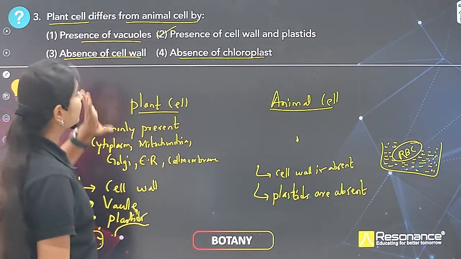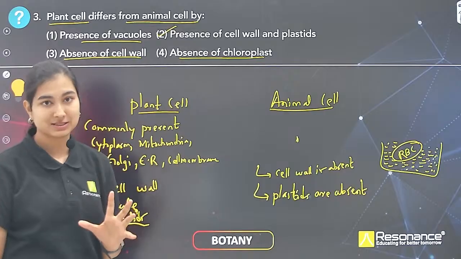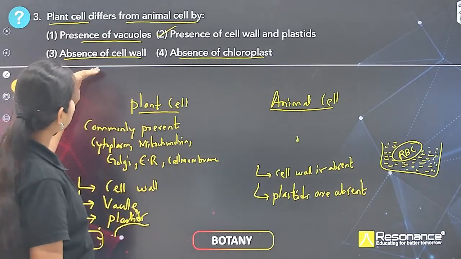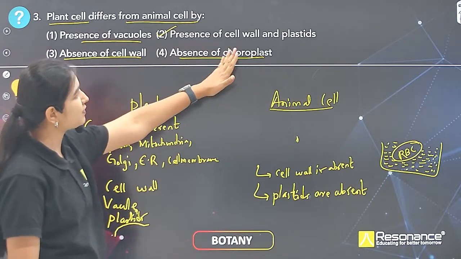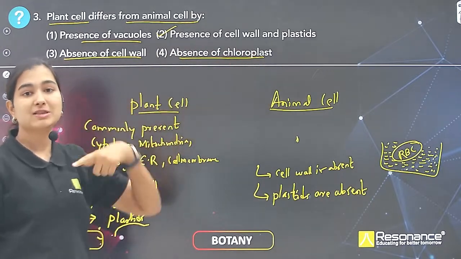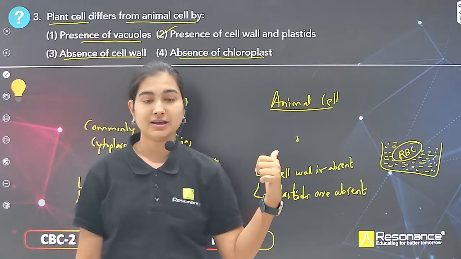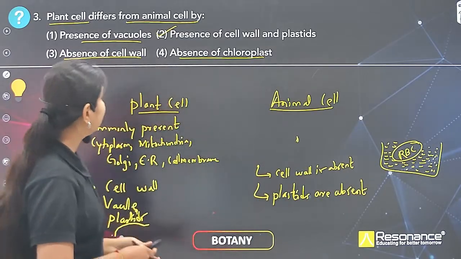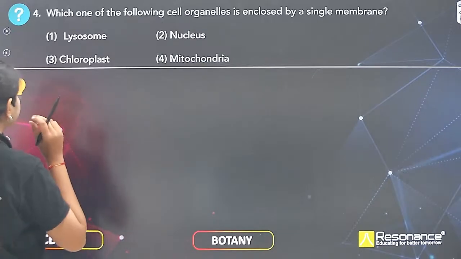Then the presence of the vacuole, the vacuole would be present, right? That is also a common thing, you can eliminate it out. Now they are saying absence of cell wall. Here they are saying presence of cell wall and plastid. So if you know the concept clearly, you would be directly marking up and going for the second question. Got my point? Next, let us go to the next one.